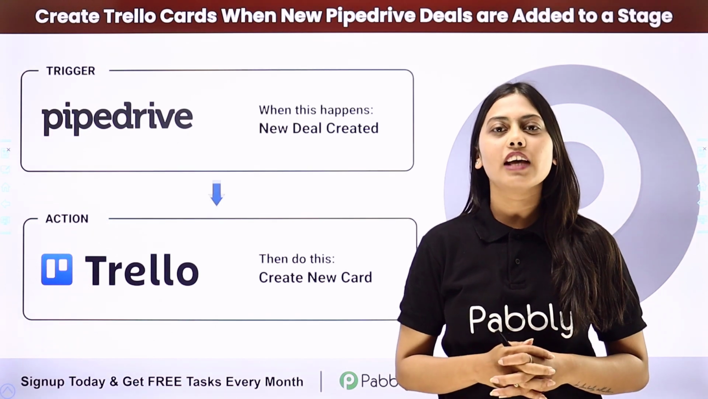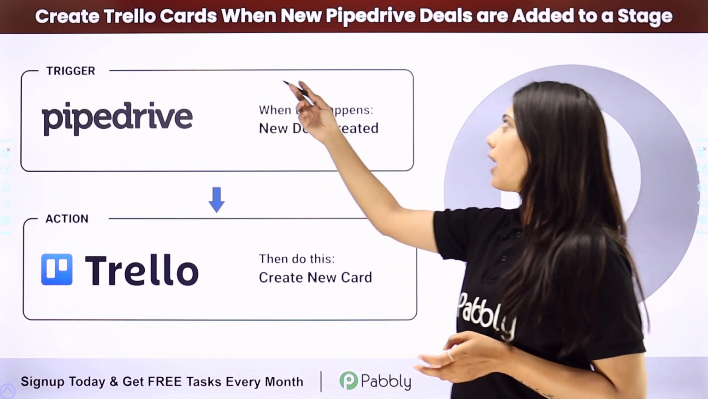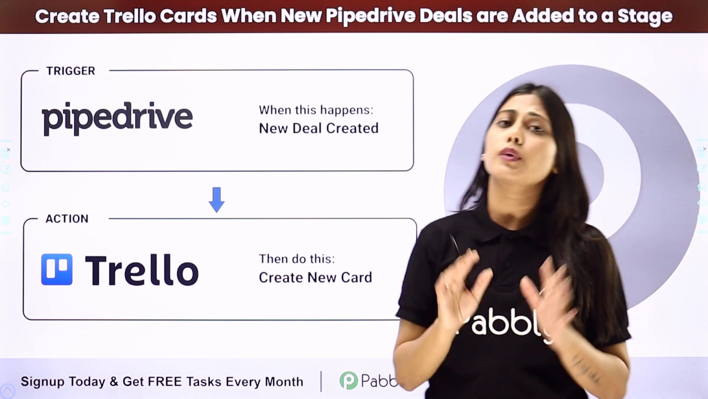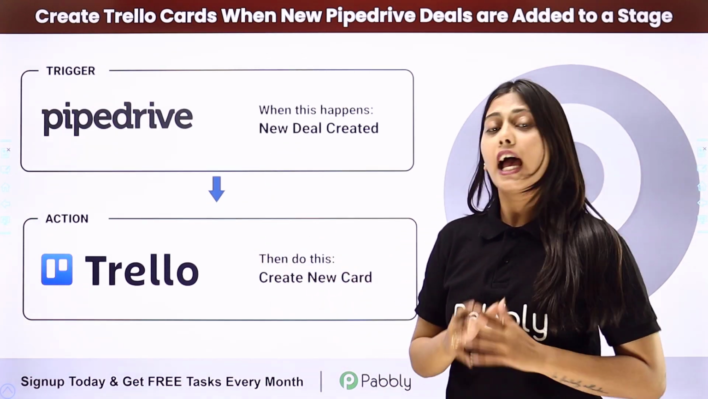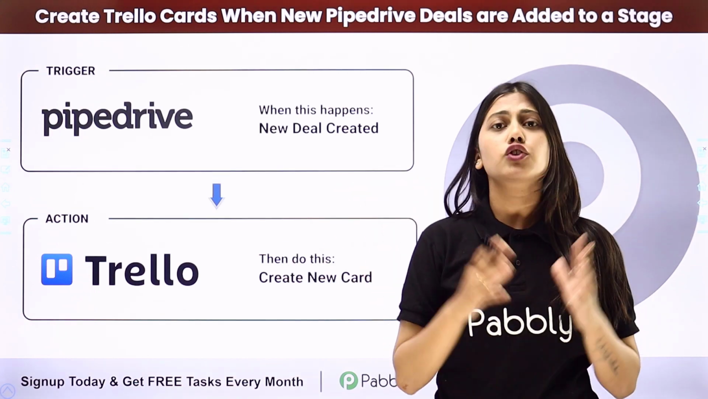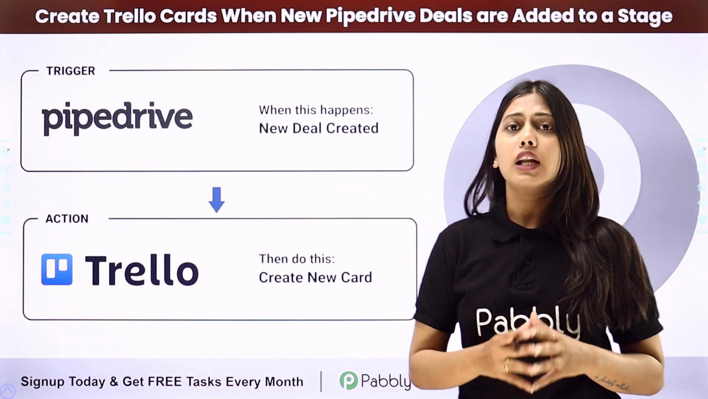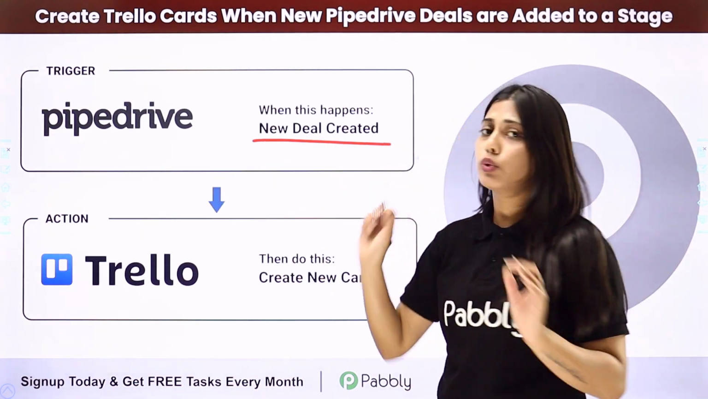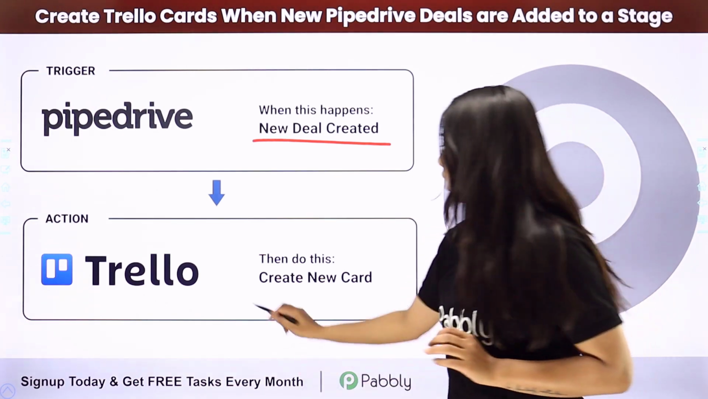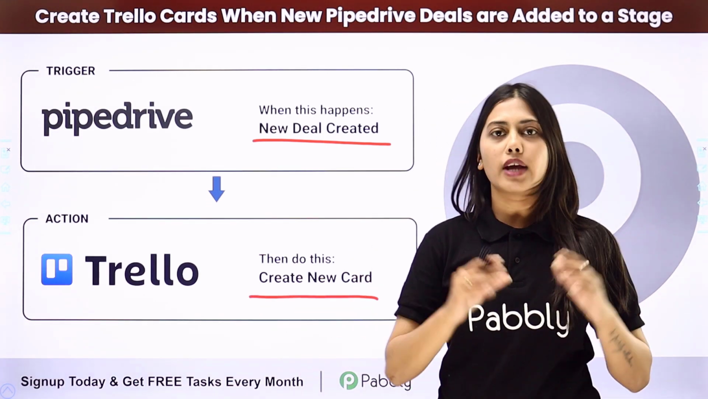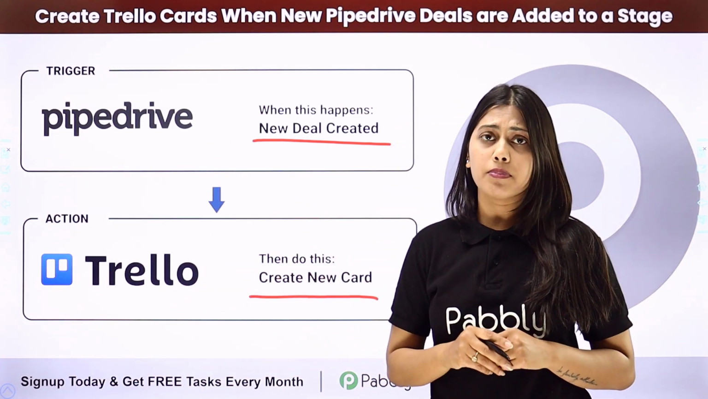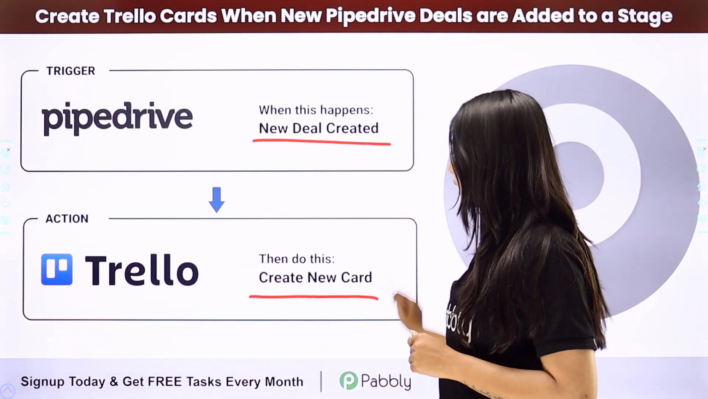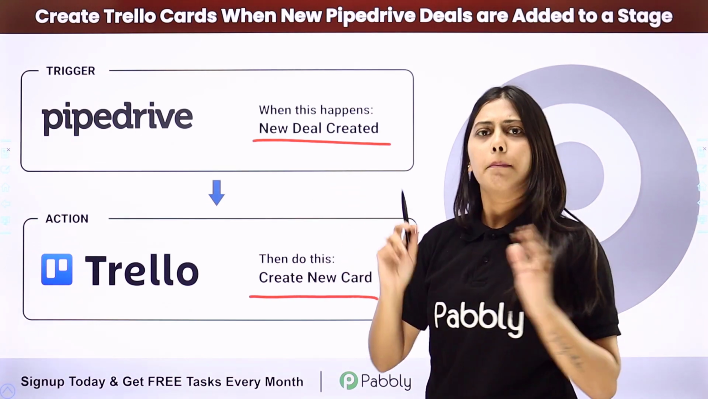Hello friends, today we are going to learn how to create Trello cards when new Pipedrive deals are added to a stage. Now suppose that you use Pipedrive as a CRM application and you use Trello to manage all your tasks and work. Now you want that every time a new deal is created in Pipedrive, a new card should be added in Trello. But since Pipedrive and Trello do not have a direct connection between them, you have to do the work of creating a card for that specific deal manually.